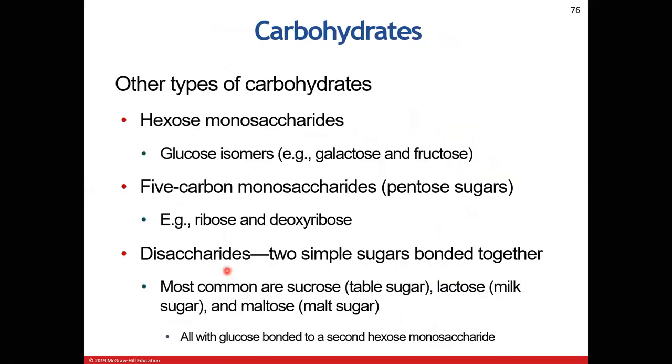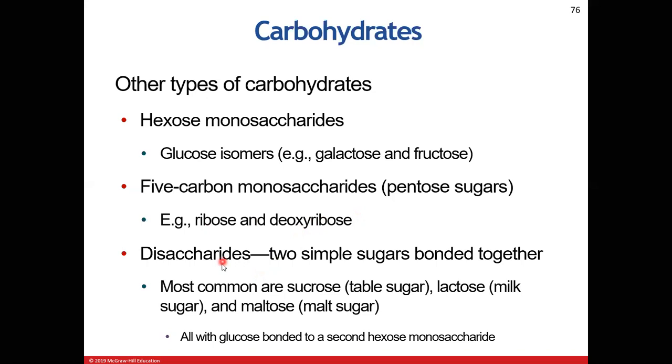We do have some other types of carbohydrates. We can have hexose monosaccharides, which are glucose isomers. This would include galactose and fructose. We can have 5-carbon monosaccharides, which would be considered pentose sugars. This is going to include ribose and deoxyribose that we typically find in RNA and DNA.